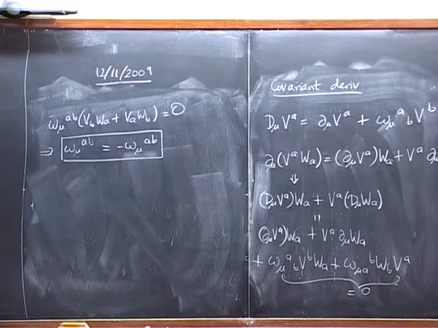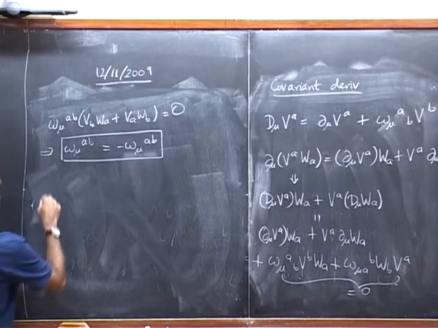Now let's try to compare. Okay, so now let's try to find the transformation law of omega. What is the job of omega? It was to cure the non-invariance of the covariant derivative. So we should evaluate the covariant derivative in two different ways, compare it, and we'll get the transformation law of omega. It comes out very nicely.